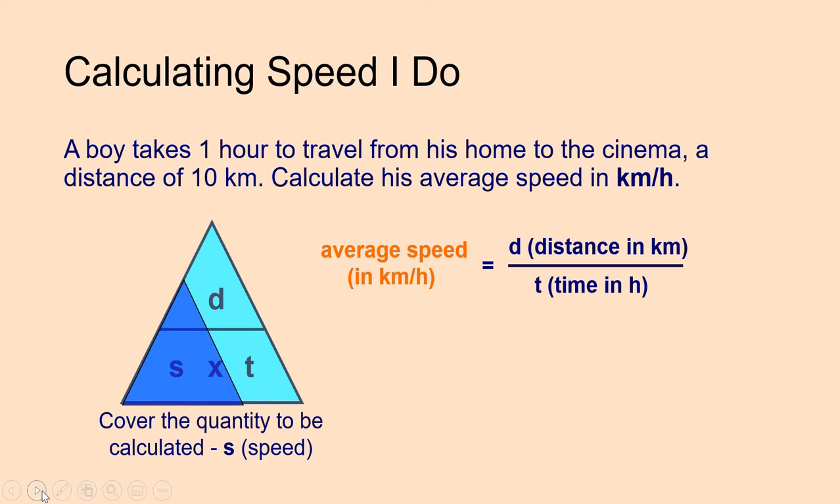So, here is how we calculate speed. A boy takes 1 hour to travel from his home to the cinema, a distance of 10 kilometres. Calculate his average speed in kilometres per hour. If we cover the quantity to be calculated, in this case speed, we see that speed is distance divided by time. So the average speed in kilometres per hour will be the distance in kilometres divided by the time in hours. If we look at the question, we have 10 kilometres as our distance and 1 hour as our time. If we divide those, we get 10 kilometres per hour.